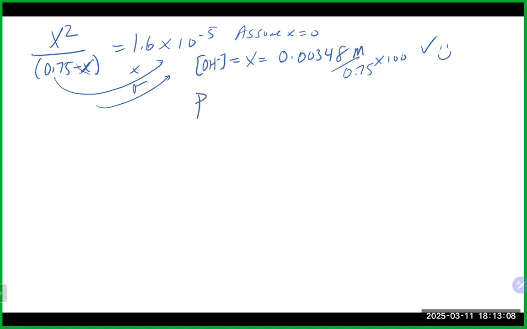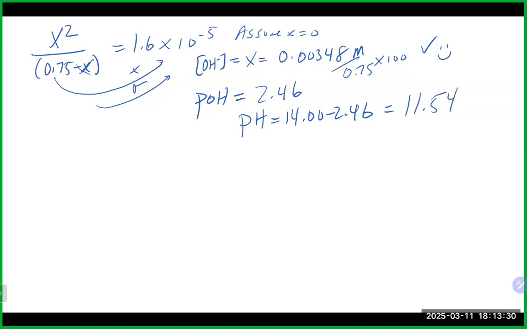And that means we'll go into our pOH, minus the log of 0.00348, a little 2.46. Then subtracting from our 14 to get us to our pH, which is what we're looking for. 11.54, which definitely is a basic pH in this case. Any questions on that there?